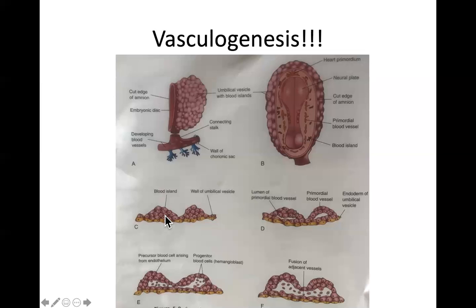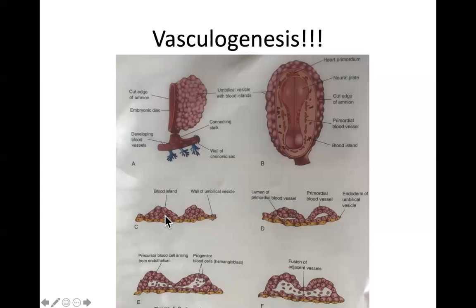So something you're going to need to know for the quiz, so write it down, is that the cells on the inner part of the blood islands will either form endothelial cells or hemangioblasts. They will become one of those two things.